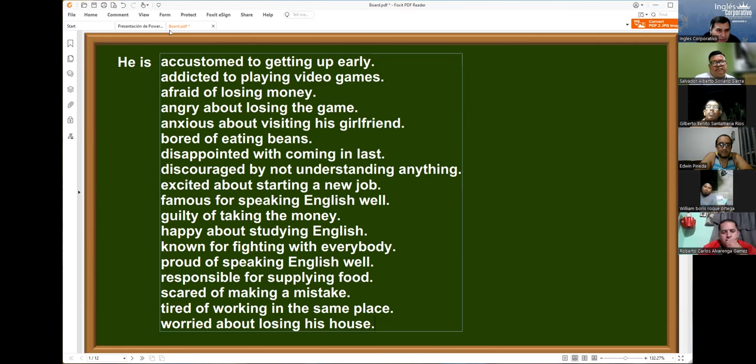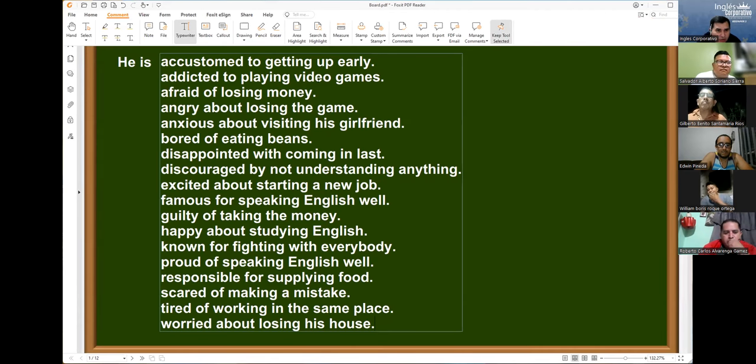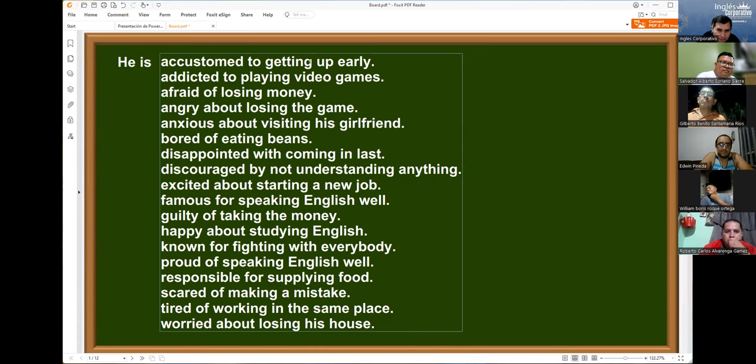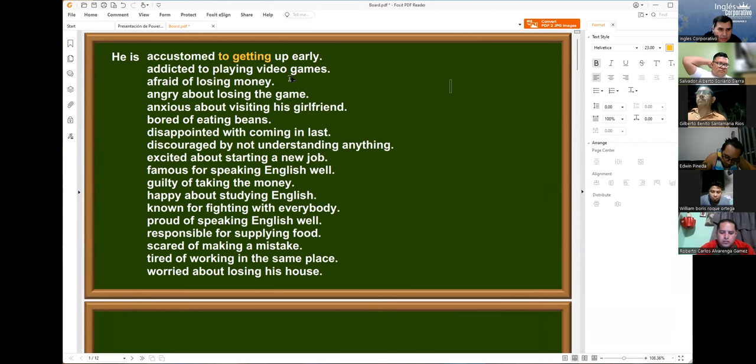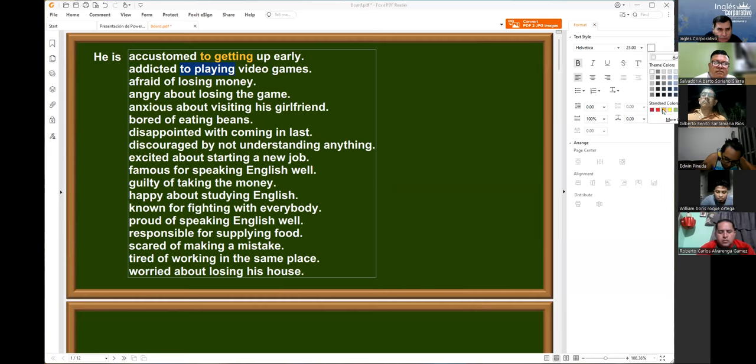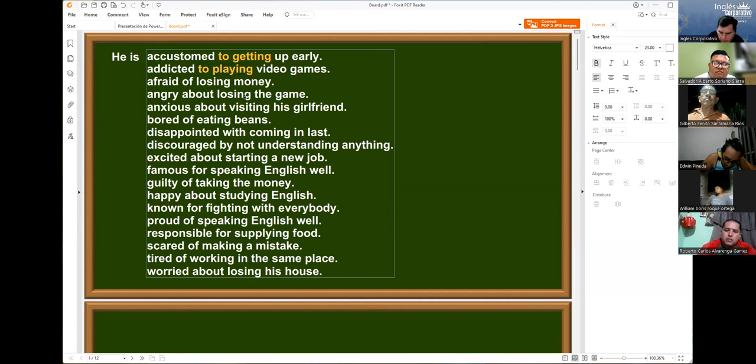So, after the preposition, verb in ing. Accustomed to getting up early. Let me see if I can change the colors for you to see them. I'm going to put them yellow. So. Yellow.